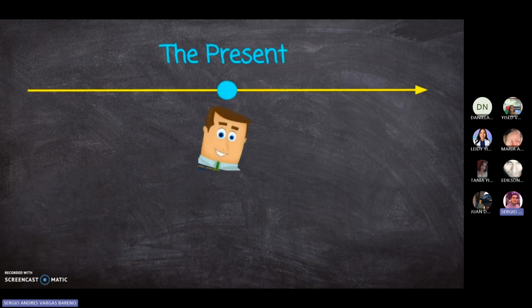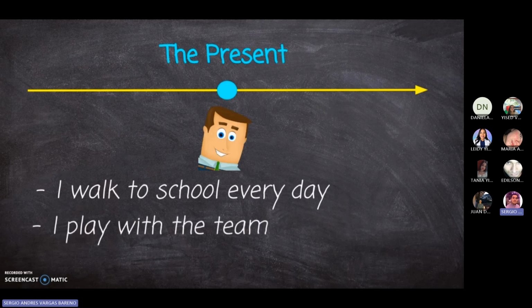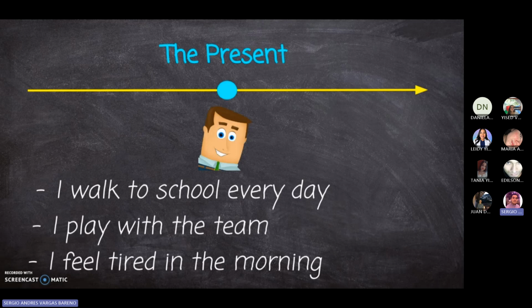Hi, I'm the present tense. I'm useful when describing things that are happening in the present, things that usually happen, that are happening right now or today. When I help you write or speak, I use present tense verbs that look like this. I walk to school every day. I play with the team. I feel tired in the morning.